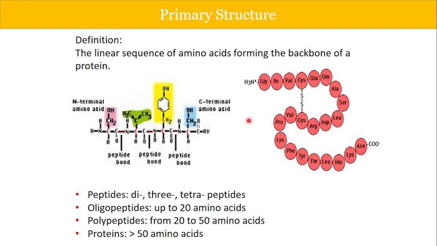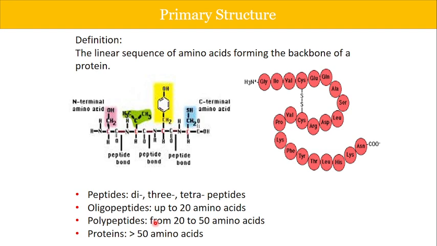So a linear sequence of amino acids joined by peptide bonds is called the primary structure of your protein. Peptides can be dipeptides, tripeptides, tetrapeptides. Then you can have oligopeptides, which can be up to 20 amino acids. Then you can have polypeptides, which can range between 20 to 50 amino acids, and proteins, which have a varying range of molecular weight.